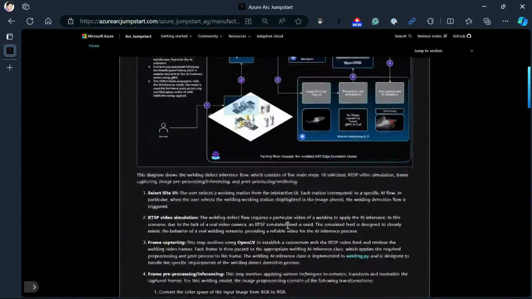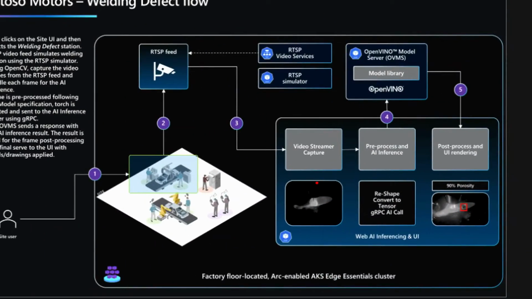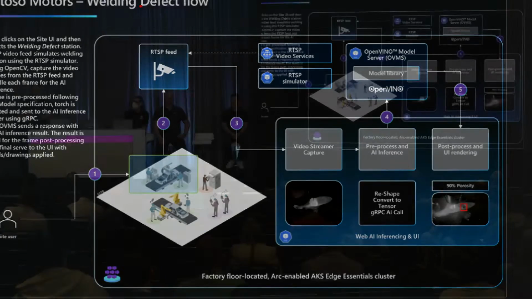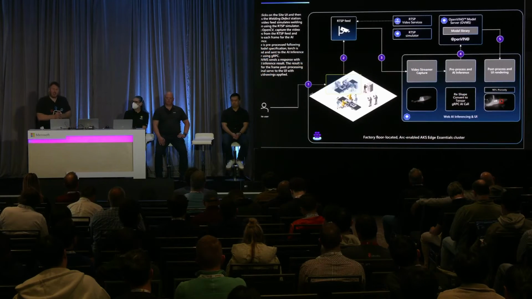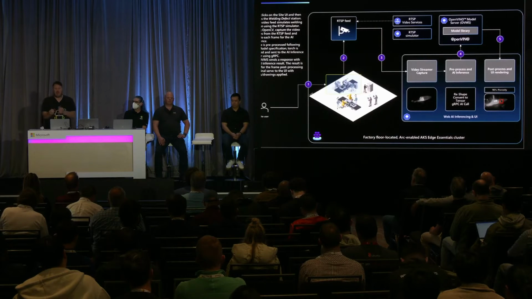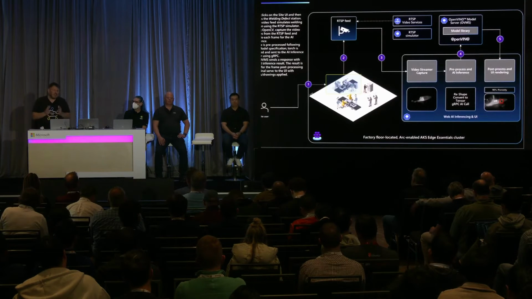So there you go. What you see here is a full-blown environment, and we have a Kubernetes cluster that is deployed at the factory floor. On that cluster, we have OpenVINO. That's the model server, the Kubernetes operator that allows you to deploy these models at scale. Now, one of these models is able to do welding detection, where there is welding, what the temperature of the welding is, stuff like that. So these are just examples of how to go about this.